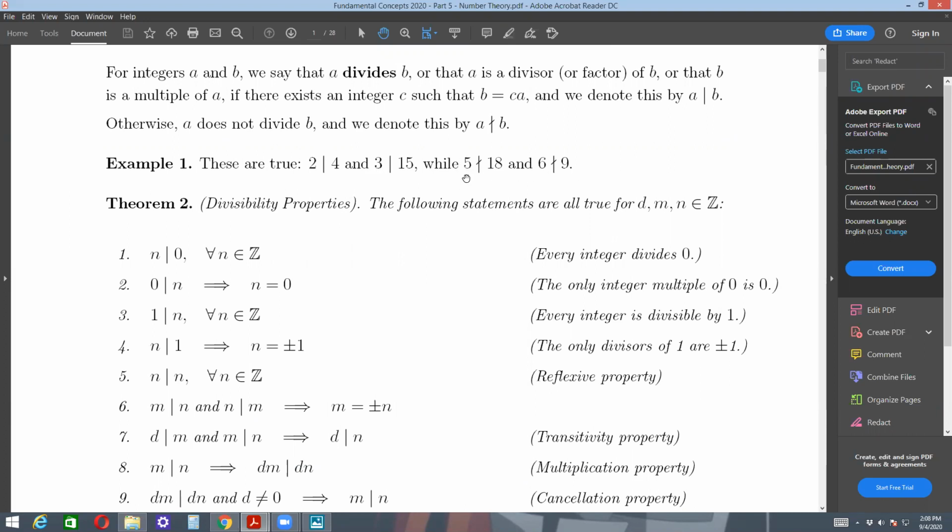Now, these aren't true, right? So 5 is not a divisor of 18, and 6 is not a divisor of 9. They do have common divisors, but 6 itself doesn't divide 9. Because there's no integer you can multiply 6 by in order to get 9.